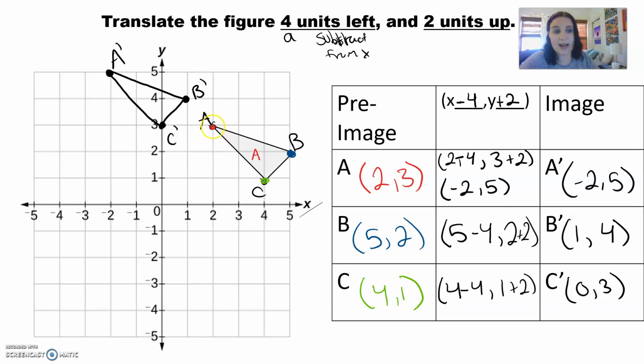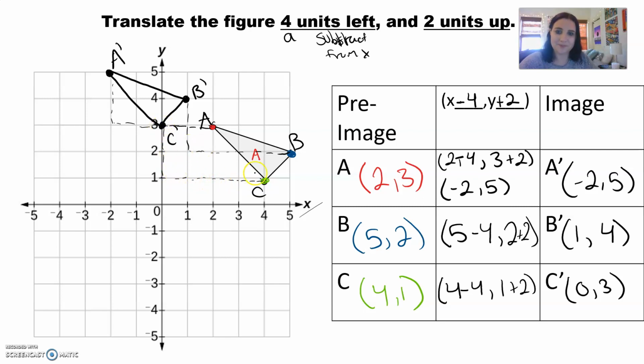So I'm going to start at point A, and I want to make sure that when I move point A, it'll be 4 units left and 2 units up to get to A prime. So here's my A. I'm going to go left 1, left 2, left 3, left 4. Good. And then up 2. So I went left 4, up 2, and I'm at A prime. So that one's good. B, left 4, 1, 2, 3, 4, and up 2. Checks out. And C, left 4, 1, 2, 3, 4, and up 2.